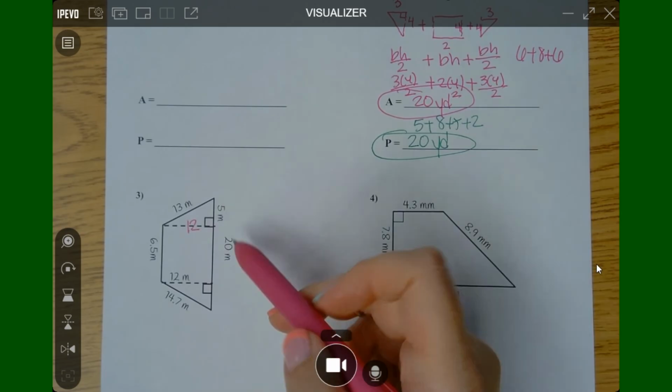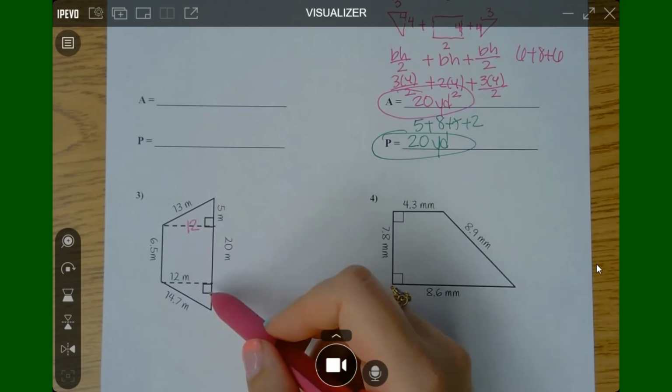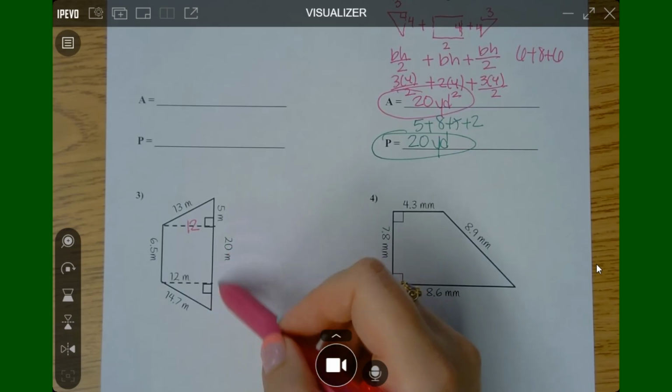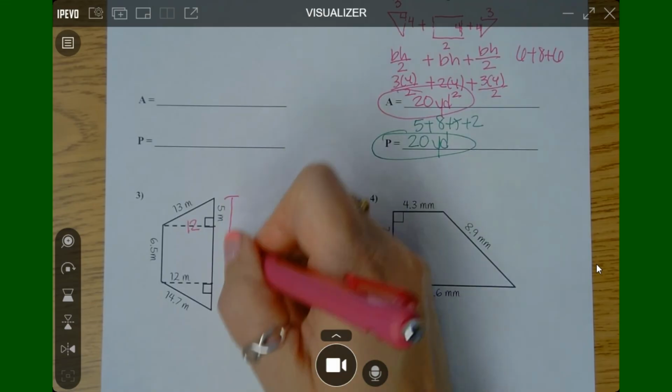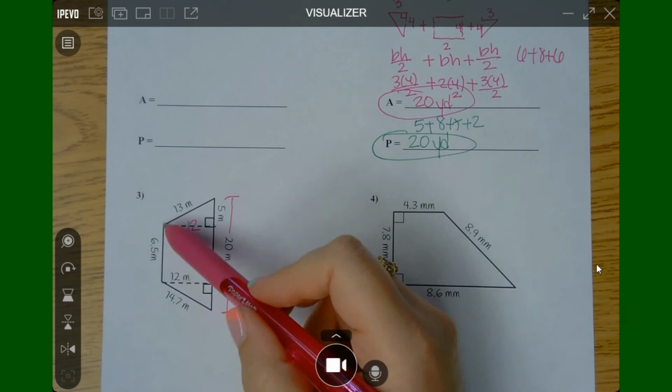These look equal, but clearly they're not. This is 13 and this is 14.7. So I need to discover what this base length is. Well, is that 20 the whole thing or just from here to here? That 20 is the whole thing. And my hint that that was the case is because from here to here, they already told me is 6.5.